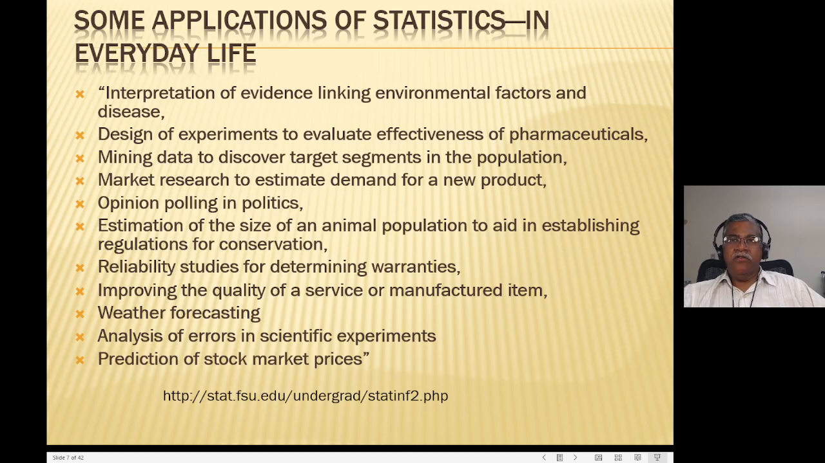So the interpretation of evidence linking environmental factors and disease, design of experiments, effectiveness of pharmaceuticals. Once again, we are looking for, you know, what are the chances, how many people got side effects, how many people did not get side effects, what are the conditions, were some of those study participants completely healthy, did they have some preconditions. All of these are things which kind of confound the issue, and statistics is a way not to cure it but for us to be able to understand it.